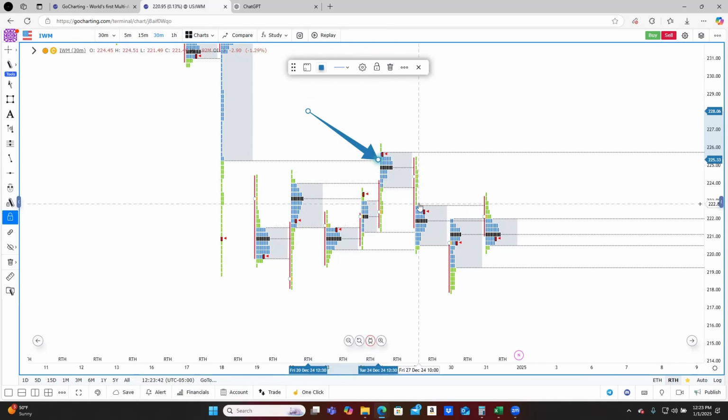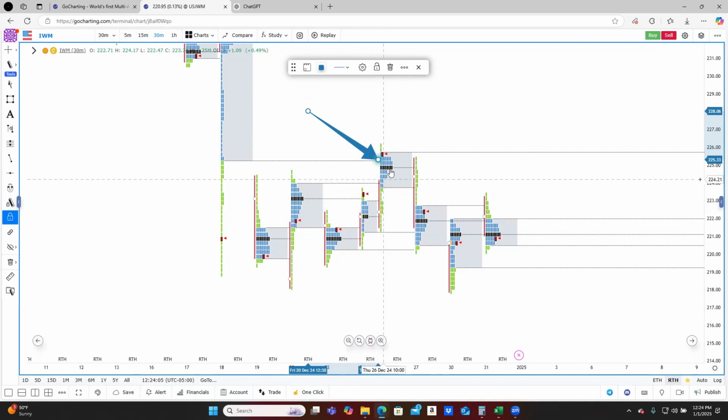You're seeing the value of other participants, buyers and sellers, whose transactions pushed value higher. And then you can see from the 26th down to the 27th, value has actually fallen. Not only did value fall, but price did too. On the 27th, Friday, it opened roughly 224.39 and landed roughly 222.42. So not only did value fall, but price did as well.